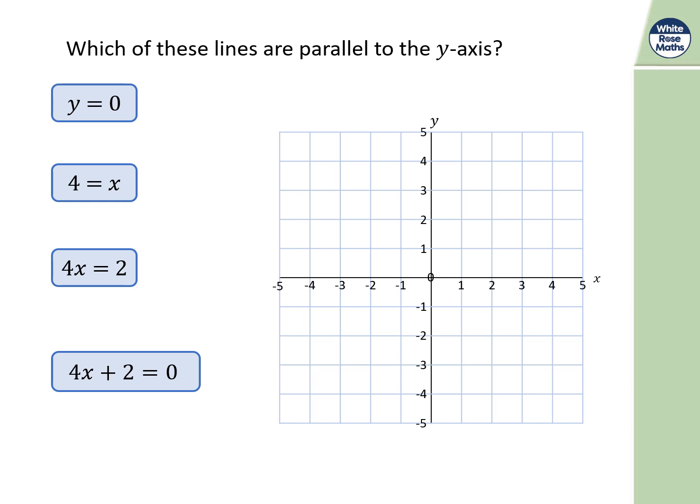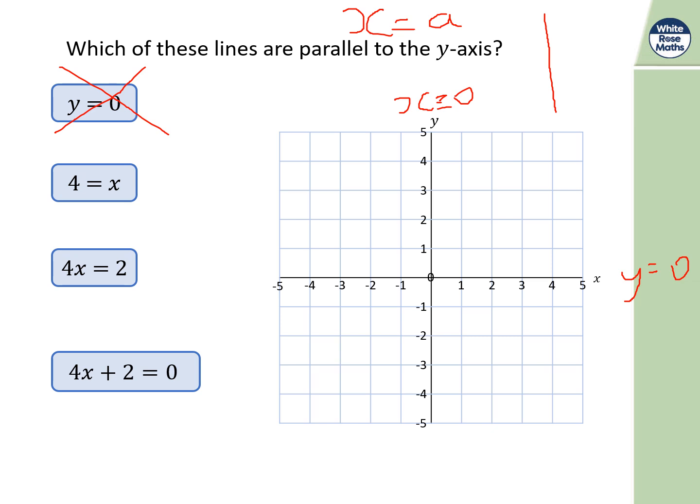Which of these lines are parallel to the y-axis? Remember that's my y-axis. Parallel means it is going to be in this direction, so it is going to be a vertical line. The vertical line is always x equals a number, so a massive clue there. So that's no, because that's y equals a number, so that's actually parallel to the x-axis and not the y-axis. The x-axis, if you're interested, is the line y equals 0, and the y-axis is the line x equals 0. So the equation of the line for the y-axis is always x equals 0, and the equation of the line for the x-axis is always y equals 0.